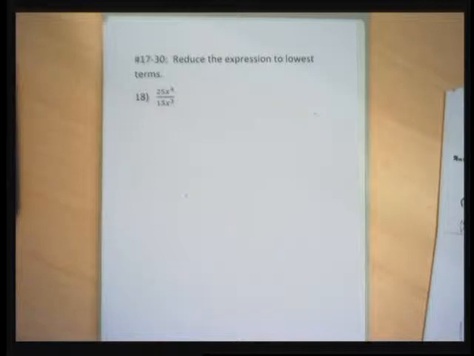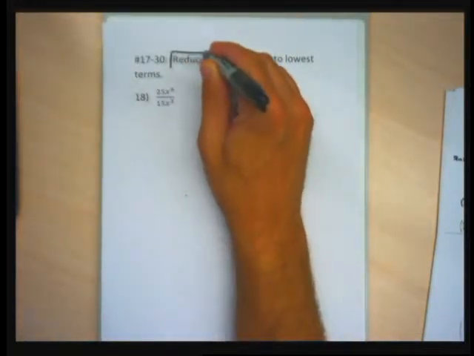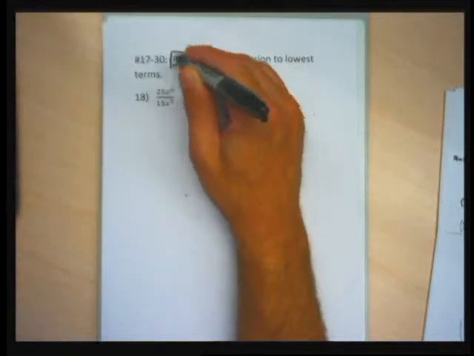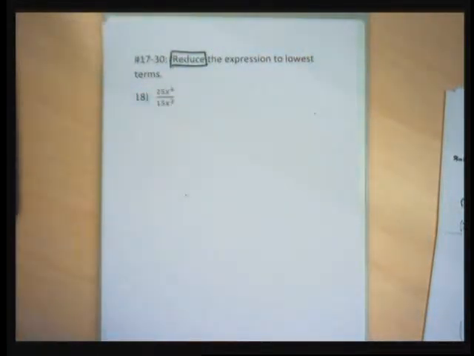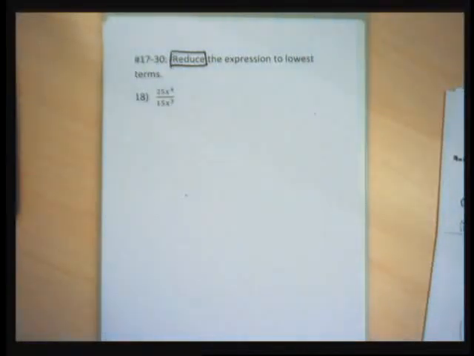So 17 through 30 and the rest of the problems in section 2.1, the instructions somewhere in them have the words reduce to lowest terms. And there's easy problems and hard problems. The easy problems are the problems that don't have any adding or subtracting between the numbers and the letters. And in those problems, I can immediately go into the reduce mode. If there's addition or subtraction between the number and the letters, I will likely have to factor first.